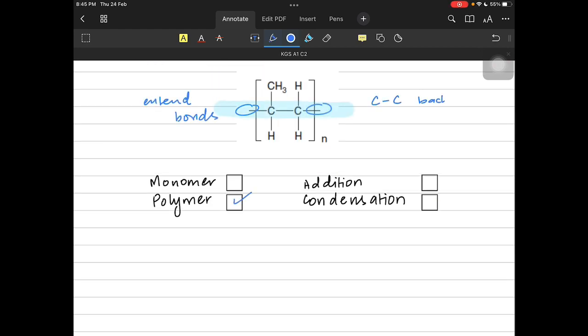This molecule is again a polymer because it's got extended bonds and it's got carbon-carbon linkage, so it's an addition polymer.